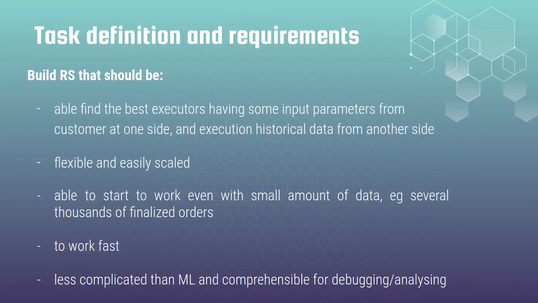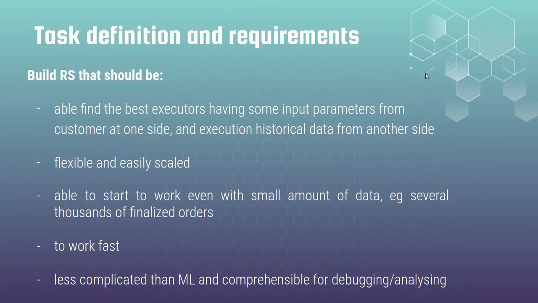Let's make a task definition and define our requirements. We are going to build a recommendation system that should be able to find the best executors, having some input parameters from the customer on one side and execution historical data on the other side. Our system should be flexible and easily scaled. And our recommendation module should be able to start working even with a small amount of data, for example several thousand finalized orders would be enough. We also require that it should be fast and less complicated than machine learning solutions. We also want it to be comprehensible for debugging and analyzing.